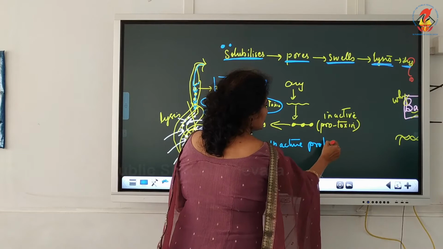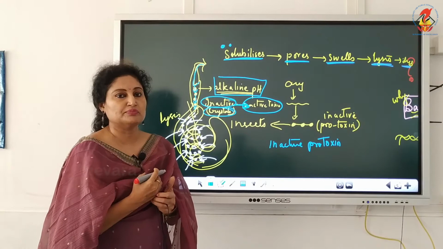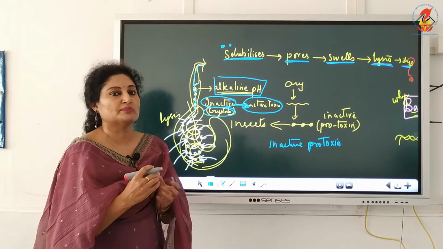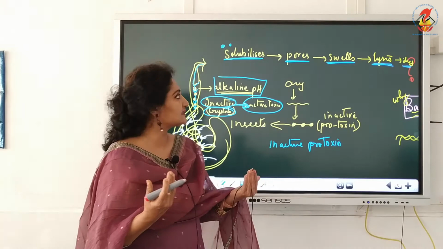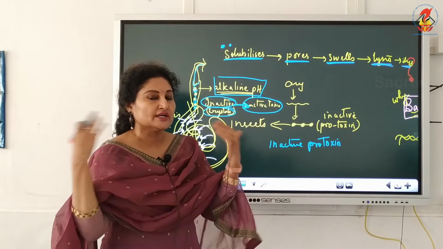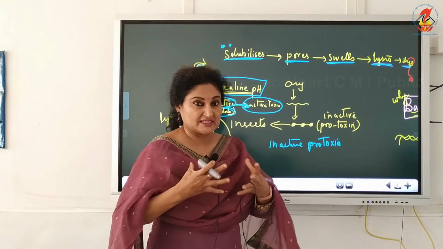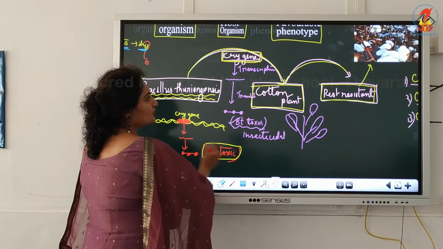But once it gets into the gut of the insect, the gut has the alkaline pH, which makes it active. The crystals solubilize. Once it solubilizes, it gets deposited on the epithelial walls of the midgut. Pores are formed. Once pores are formed, the extracellular fluid in the surrounding gets in, and therefore the gut swells. When it swells, it bursts. And the insect dies. So that's all about BT cotton.